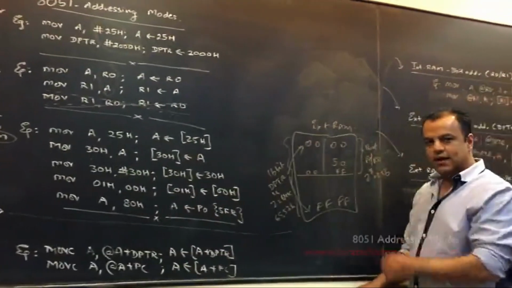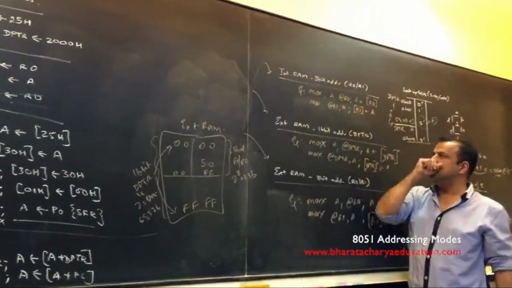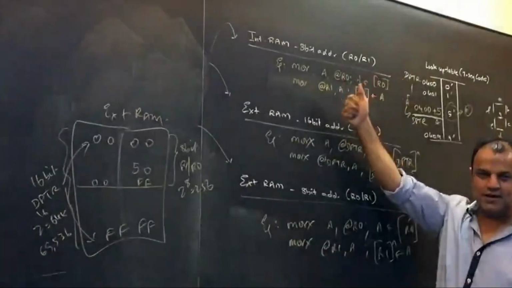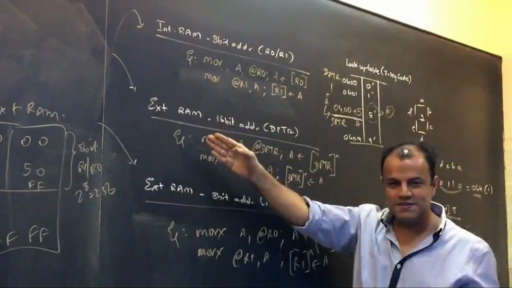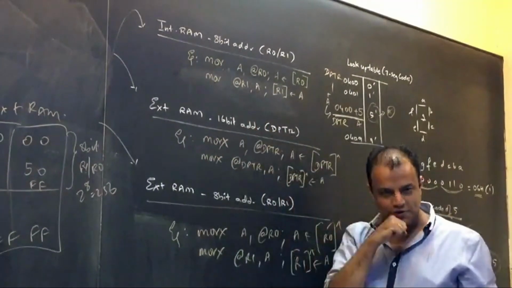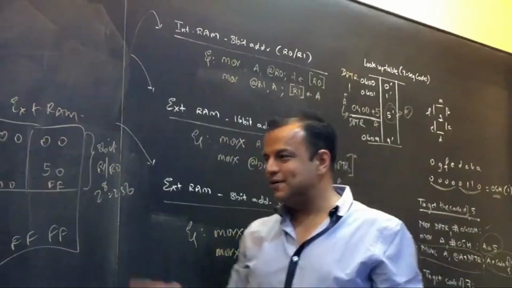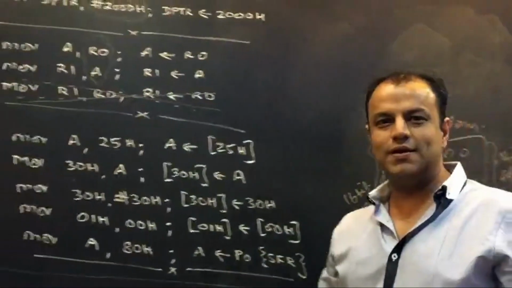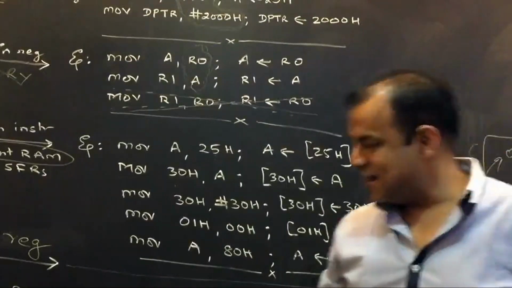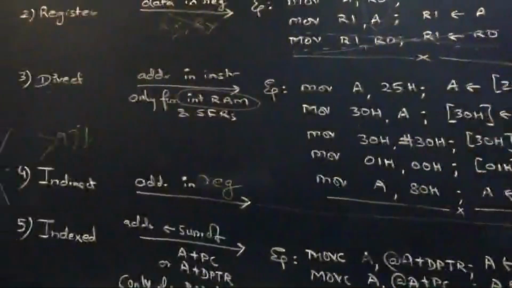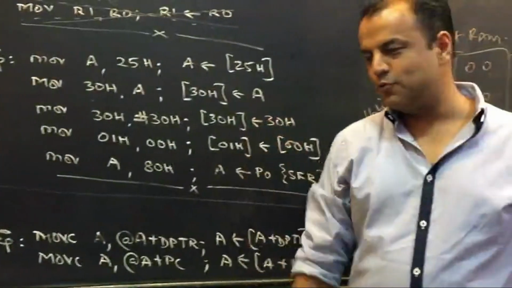Indirect addressing mode. The address will be given using a register. If it's internal RAM, you need an 8-bit register, you use R0 or R1. If it's external RAM, you need a 16-bit register, you use DPTR. You can also use R0 and R1 for external RAM. Nobody does that, but it's a facility. There's nothing wrong with it, it can still be used, but nobody really does it. And the last one, index addressing mode. The address will not be given by one register, it will be given by the sum of 2 registers.